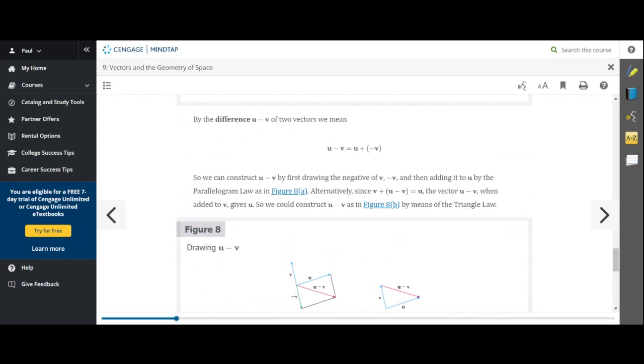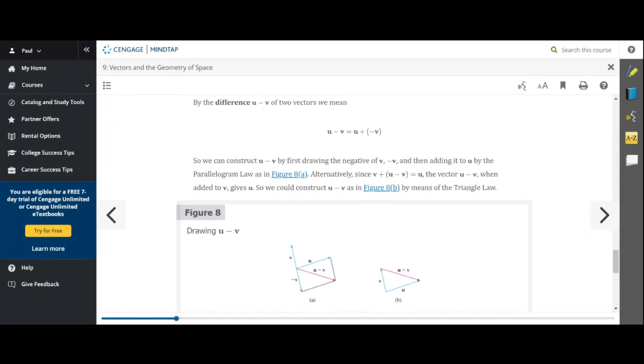So in the picture below, they draw the vector u minus v. What they've done, in figure 8a, is they've drawn the vector u, they've drawn the vector v, and then they've drawn the vector u minus v. Well, u minus v is the same as u plus negative v. Do you see that, how if you take the vector u and add it to negative v, you get u minus v?